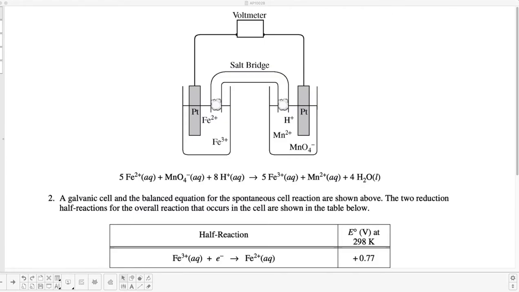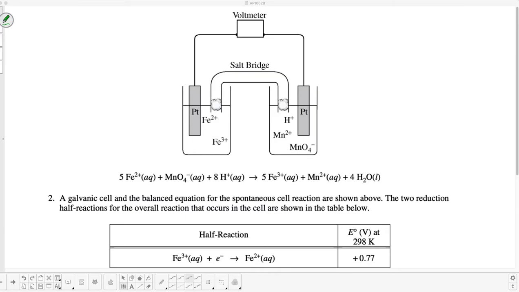All right, guys, so this is our first practice AP problem of the week. So let's take a quick look at this. Obviously, this is an electrochemistry problem. You've got the voltmeter, and you've got the two electrodes, cathode and anode. We're not sure which is which yet. We'll take a look at it. That's one of the questions.